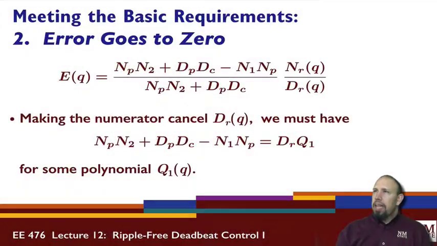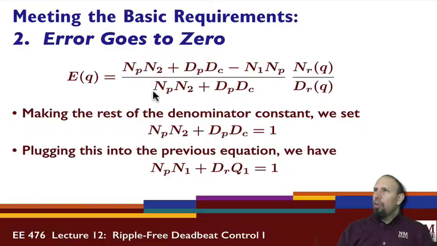So basically, making the numerator cancel dr, we must have all of this equal to dr times something. Okay, so this is a polynomial. In general, the order of this polynomial will be greater than the order of dr. And so what this is saying is all of this stuff must be equal to dr times some other polynomial q1. That's the only way this can cancel with that: if all of this stuff has dr as a factor and then some other polynomial left over as the remaining factor. Okay, so we need that.